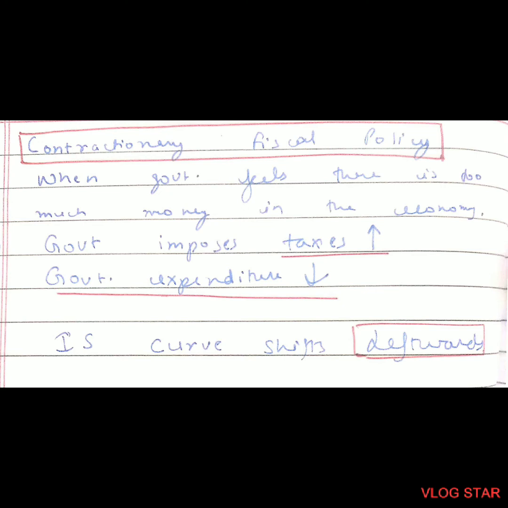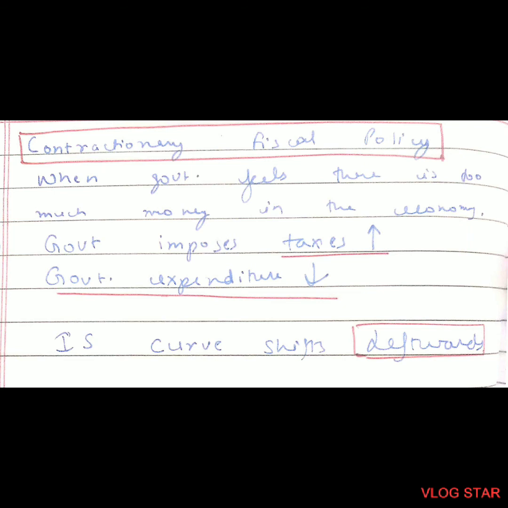Now let's talk about the contractionary fiscal policy. In this, the IS curve shifts leftward. The government applies contractionary fiscal policy when the government feels there is too much money supply in the economy. To contract that, to reduce that, the government does two things. It increases taxes and reduces government expenditure.